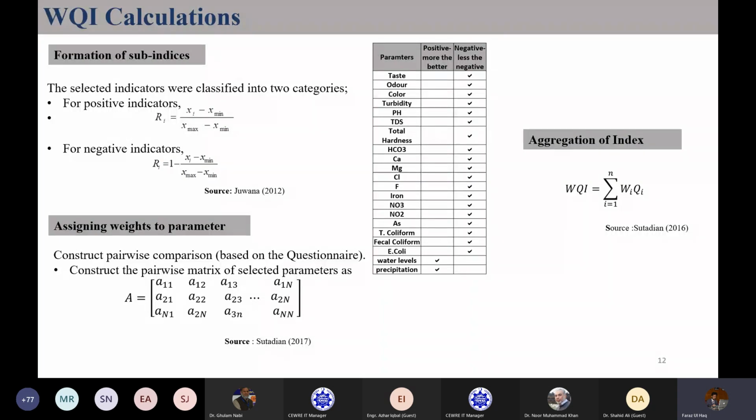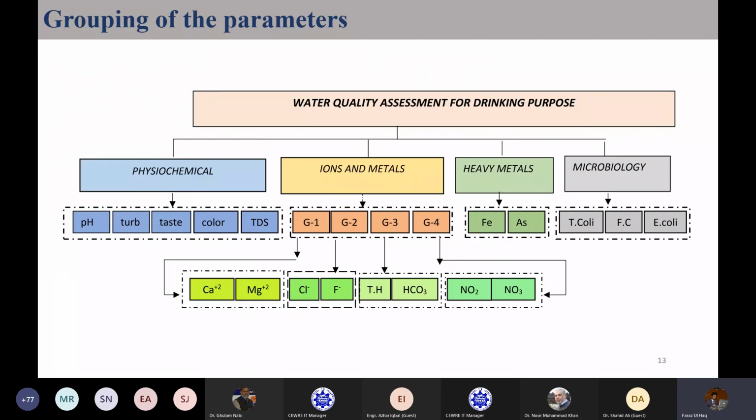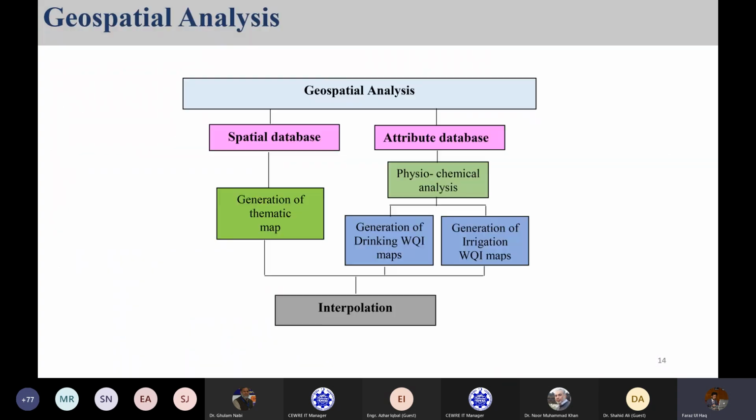The index aggregation is done by using this formula. These are the groupings of the parameters that are used for analysis. Moving towards the geospatial analysis, of the geospatial variations of parameters used in this study, we construct the water quality index maps to identify the zones with good or bad quality.